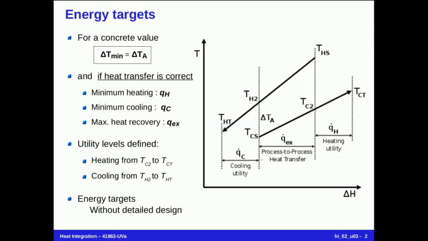Remember how important the value of the minimum approach is. If it gets bigger, then the two streams will be more separated, the process-to-process heat transfer will be smaller, and the heating and the cooling will have to be bigger.